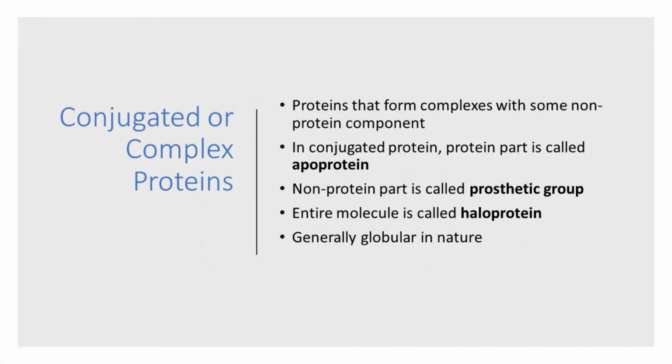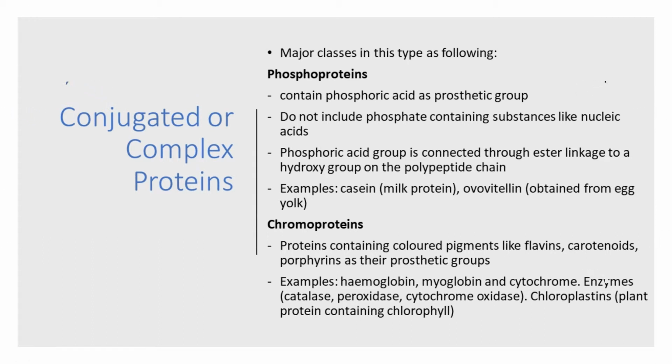Conjugated or complex proteins. Conjugated proteins are proteins that form complexes with some non-protein component. In conjugated protein, protein part is called apoprotein, while non-protein part is called prosthetic group. The entire molecule is called holoprotein. Generally globular in nature. Major classes in this type as following: phosphoproteins, contain phosphoric acid as prosthetic group. Do not include phosphate-containing substances like nucleic acids. Phosphoric acid group is connected through ester linkage to a hydroxy group on the polypeptide chain. Examples are casein, milk protein, and ovovitellin, obtained from egg yolk.